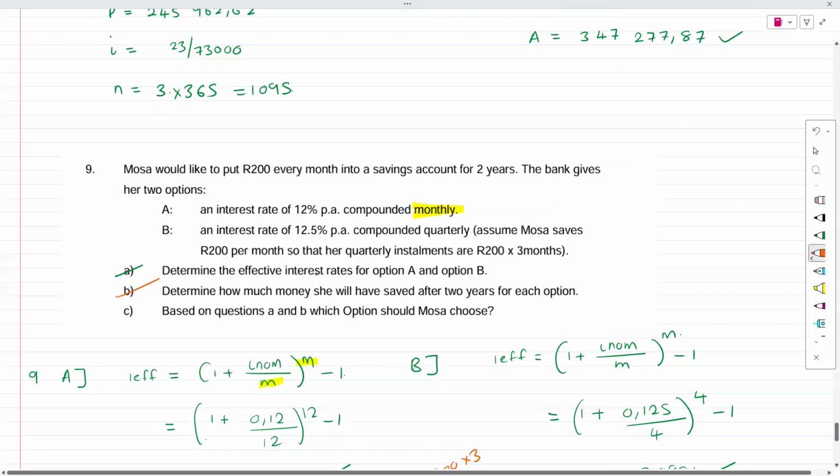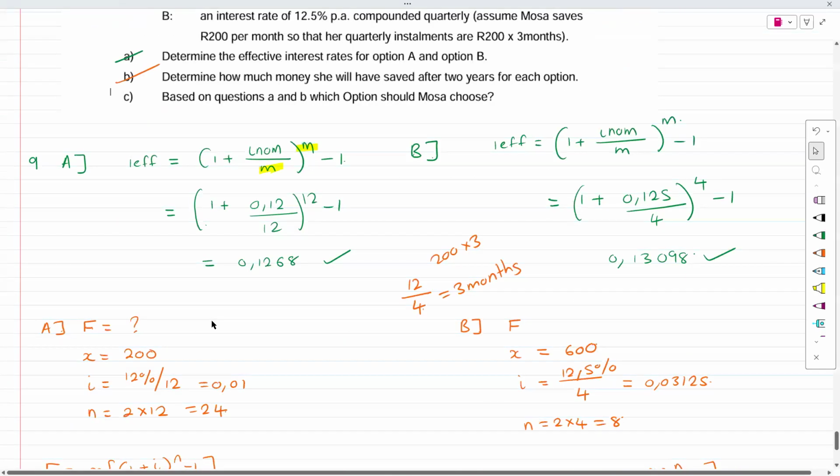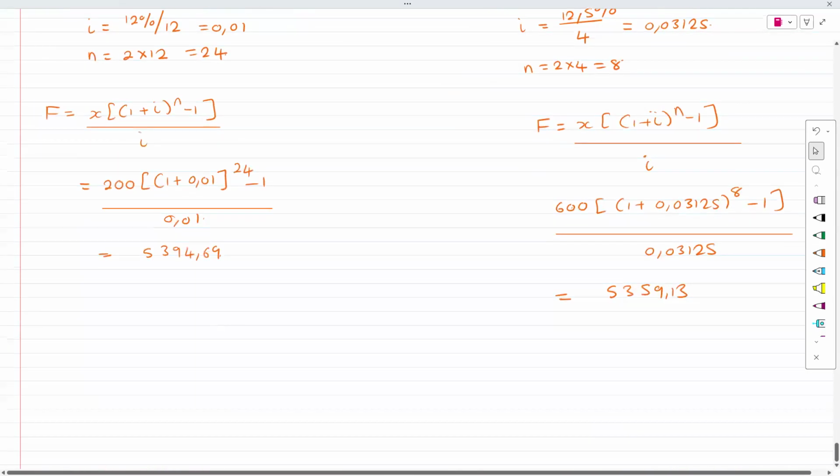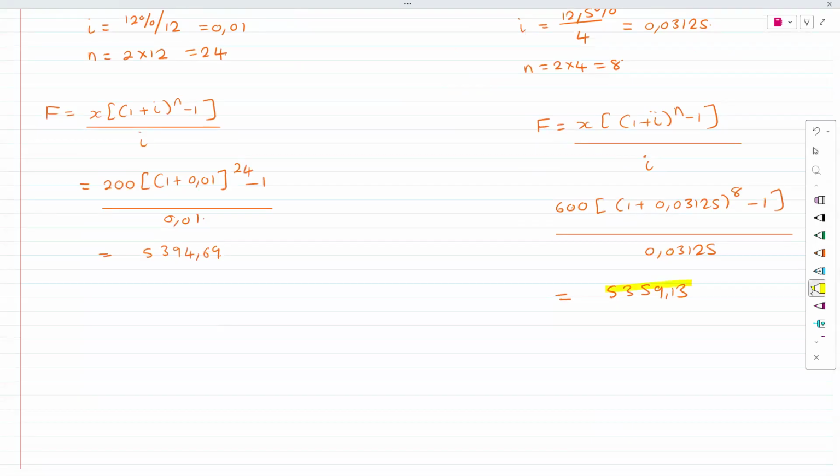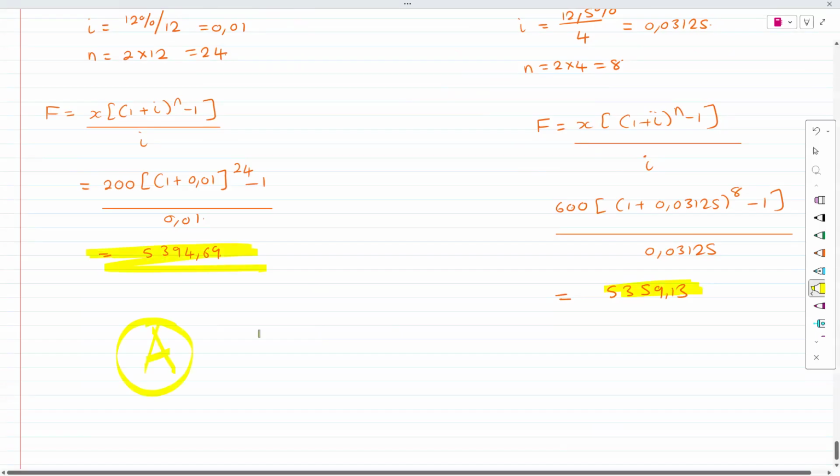Based on the questions, A and B, which option should this person pick? So guys, realistically, it's like $50, but it doesn't matter. Money is money. Which option should they pick? They should pick option A because option A makes more money. Even though option B has a higher effective interest, it pays out less. So she should pick option A because it's compounded more than option B.